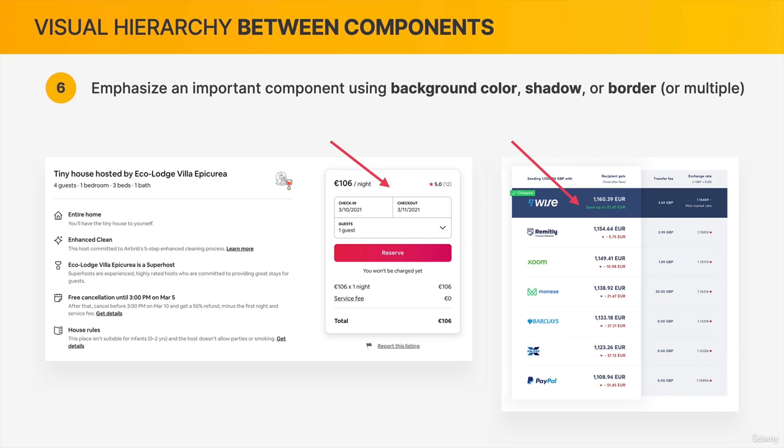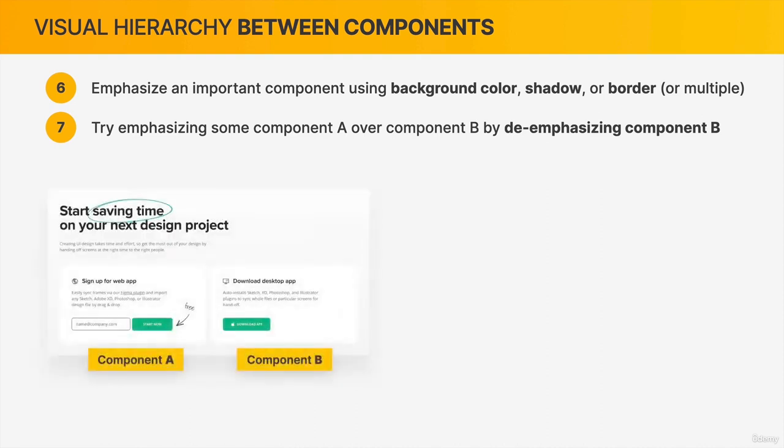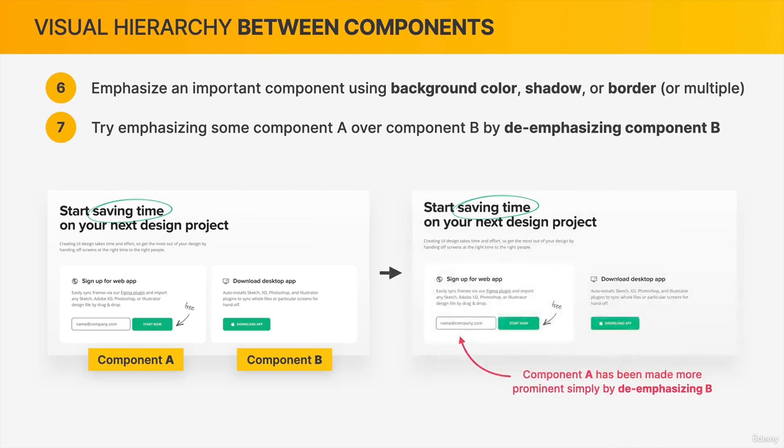Now, another common technique of emphasizing a component A over a component B is by simply de-emphasizing the component B. So let's say right here we have component A and B, and we want to have component A stand out more. So we could of course add maybe a border or a shadow to the left one, so to component A, but what we can also do is to simply de-emphasize component B.